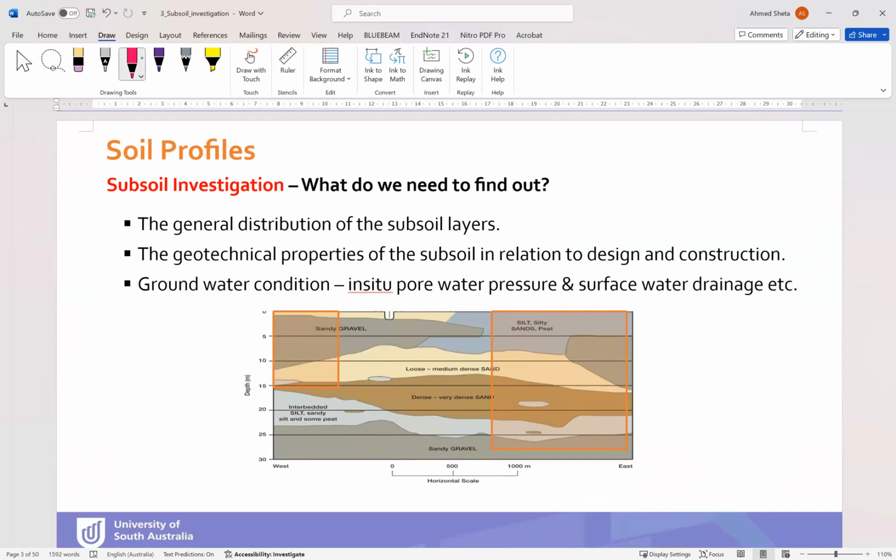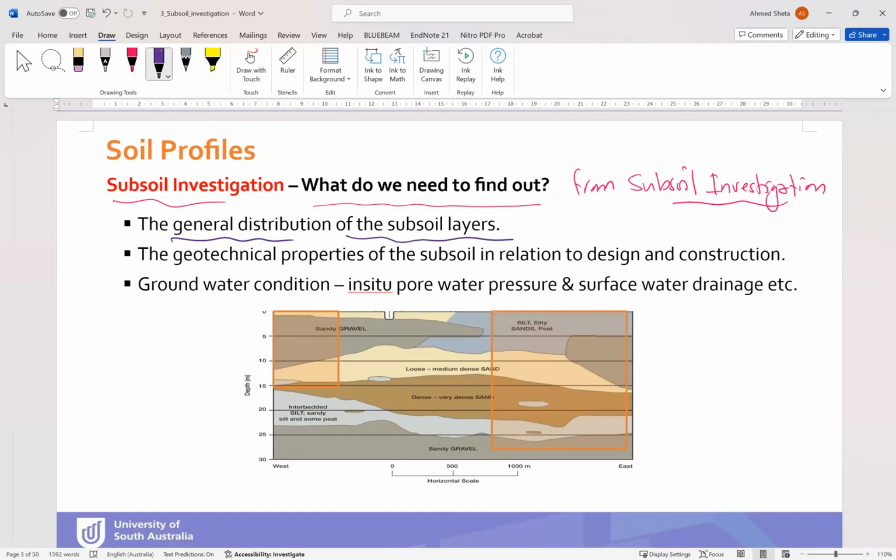Okay, here is what we need to find out from, or using, the subsoil investigation. What we are looking for from the subsoil investigation. We need to know the general distribution of subsoil layers. For example, again, this soil profile in Christchurch.